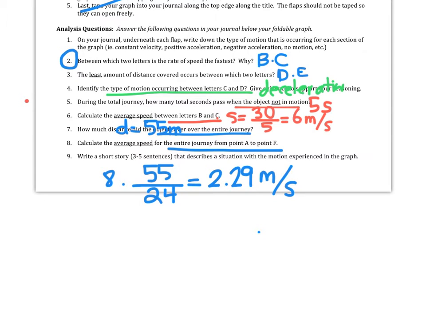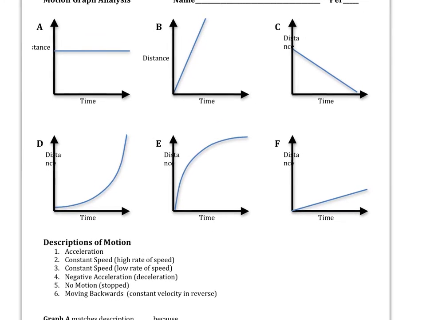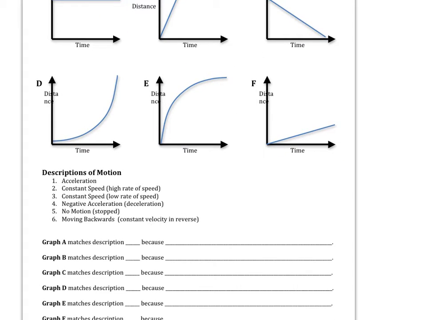So if we go to the next page, in the next page, you had to match the graph with the description. So if we look at these graphs, we could do the first one here. Okay, it says graph A matches description because.